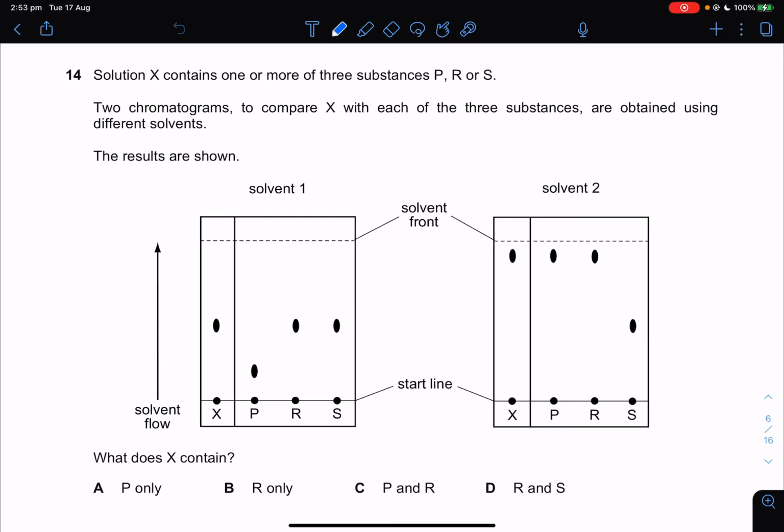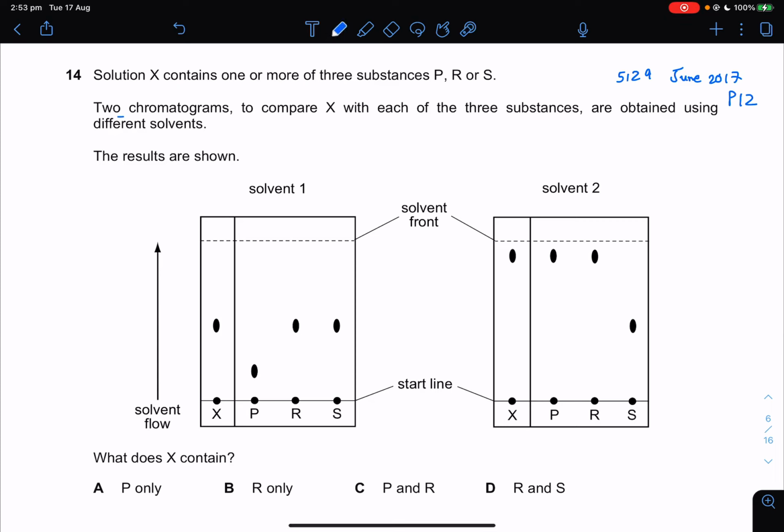So in this question 14, this is for the Cambridge International Combined Science 5129. This is June 2017, paper 1-2. So in this question 14, we have a concept on paper chromatography, which is a separation technique.